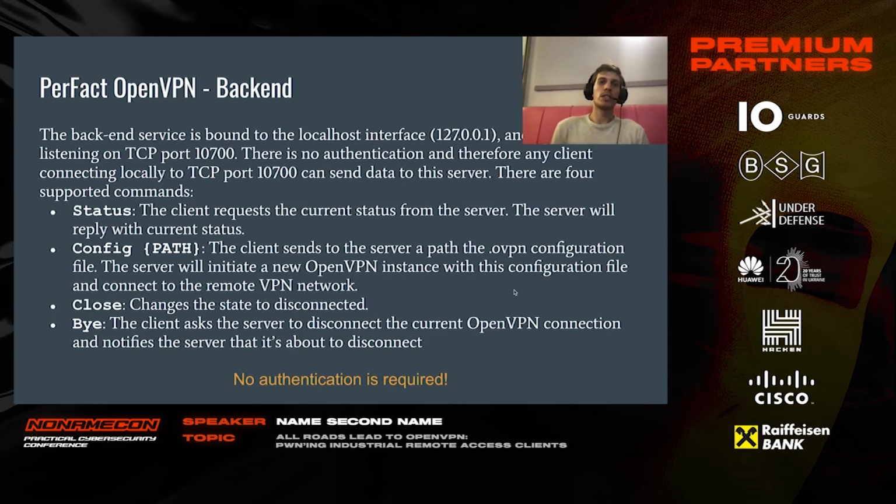So we saw that the backend service can receive a couple of commands. It can receive status, it can receive config with a path, close and bye. And we were very interested in the config because the config receives a path to an OpenVPN configuration, and it will start the entire OpenVPN chain based on that configuration.